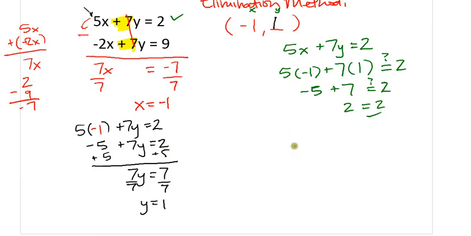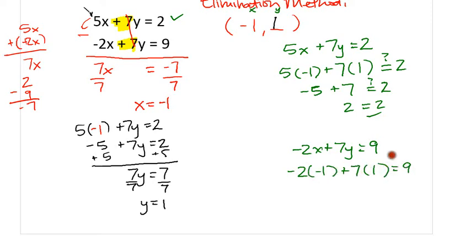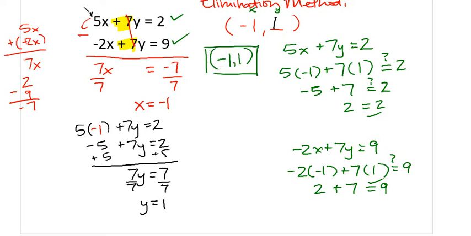So negative 2x plus 7y is equal to 9. And this is negative 2 times negative 1 plus 7 times 1, we think equals 9. And this is 2 plus 7. We know that equals 9, so we're good there. Great. So we chose the elimination method because the coefficients for the y were the same. It makes the most sense to do that one there. And then we checked to find that our solution is actually negative 1, comma 1. Okay. Graphically, that's where those two lines intersect.